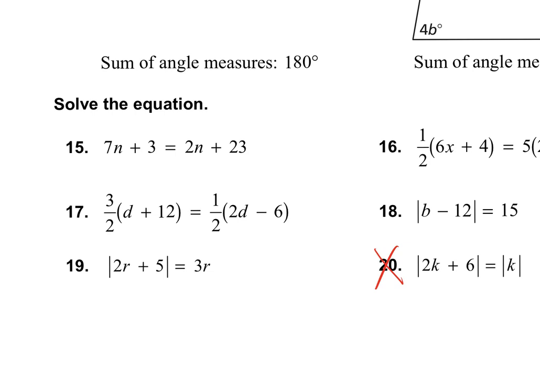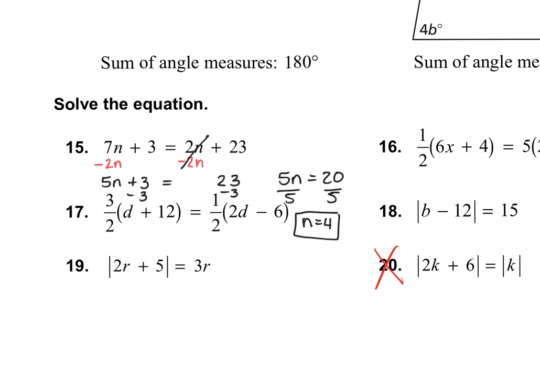Okay, now we've got variables on both sides. This is really good practice for us, okay? So what we're going to do for the first one, for number 15, I'm going to subtract 2n from both sides. And we're going to get 5n plus 3 equals, these n's will cancel, and 23 is left over. You subtract 3 from both sides. You get 5n equals 20. Divide by 5, divide by 5, n equals 4.